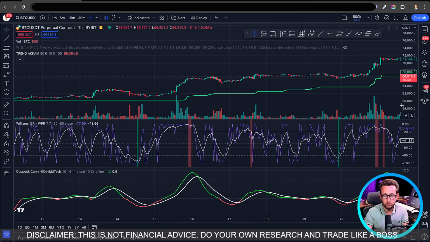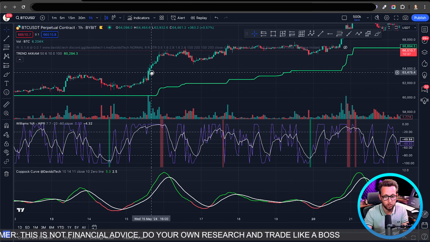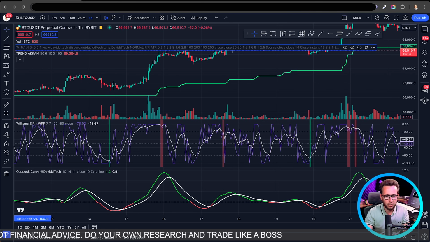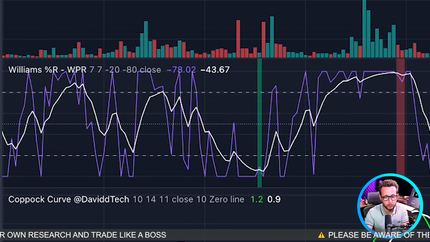So we're going to add those 2 indicators to our charts, and our charts will look like this. Okay, let's start by setting up these indicators here. As you can see, the Williams percentage range is this purple indicator here.